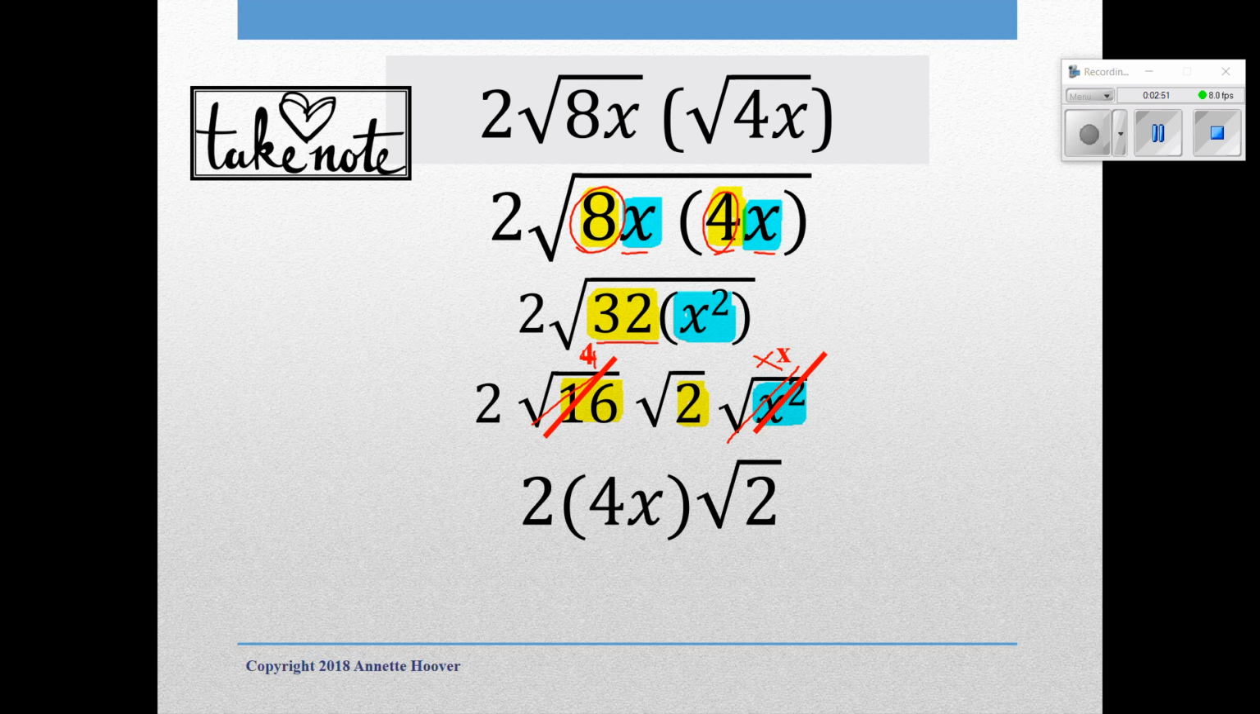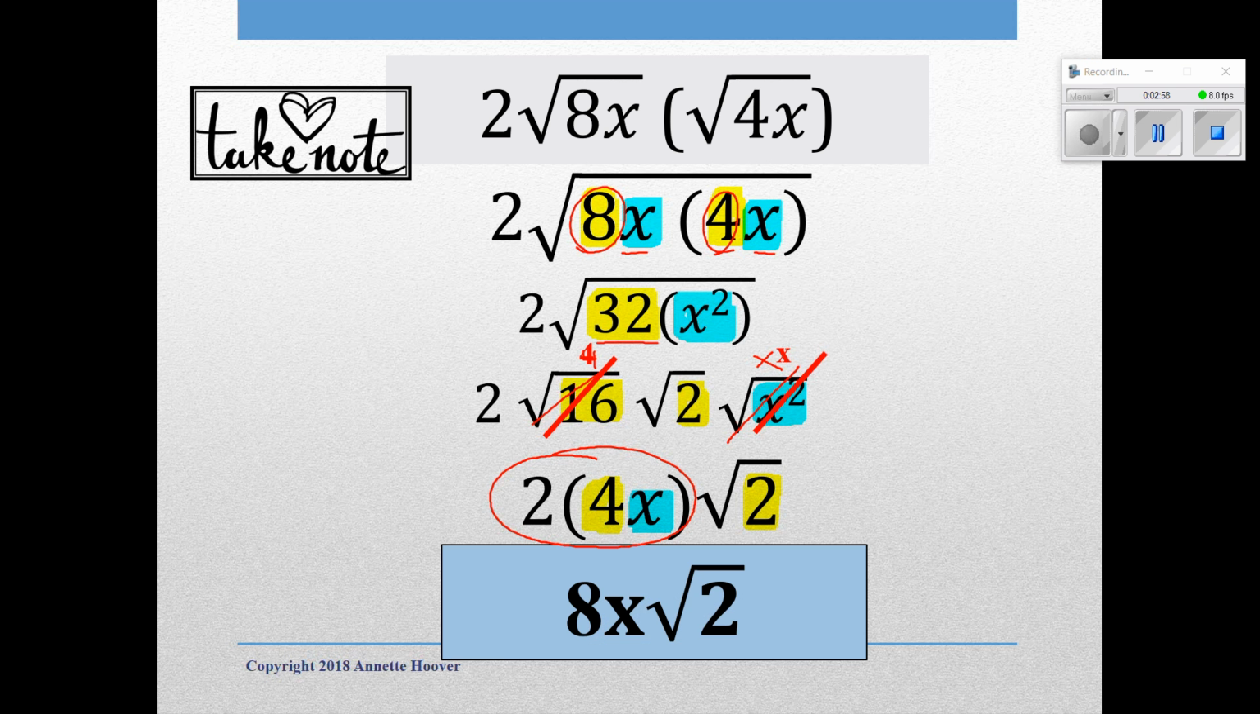The last step is we just want to simplify what's outside of the radical sign. 2 times 4x is 8x. And that leaves the square root of 2 underneath.